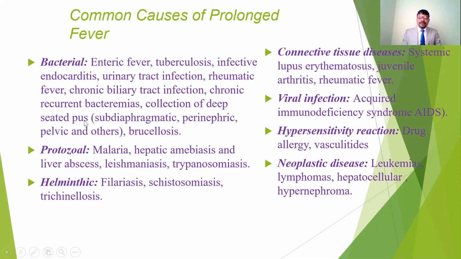And coming to rheumatic fever, because of the systemic involvement, this may give a continuous fever, maybe more than 10 to 15 days. And also chronic biliary tract infections, chronic recurrent bacteremia, and collection of deep-seated pus. If there is any pus formation in the tissues, especially subdiaphragmatic, perinephric, pelvic and others, so many different types of conditions may give prolonged fever. So if anybody has a prolonged fever, we have to understand in which conditions it occurs, and according to that we are going to rule out the cause of the fever.